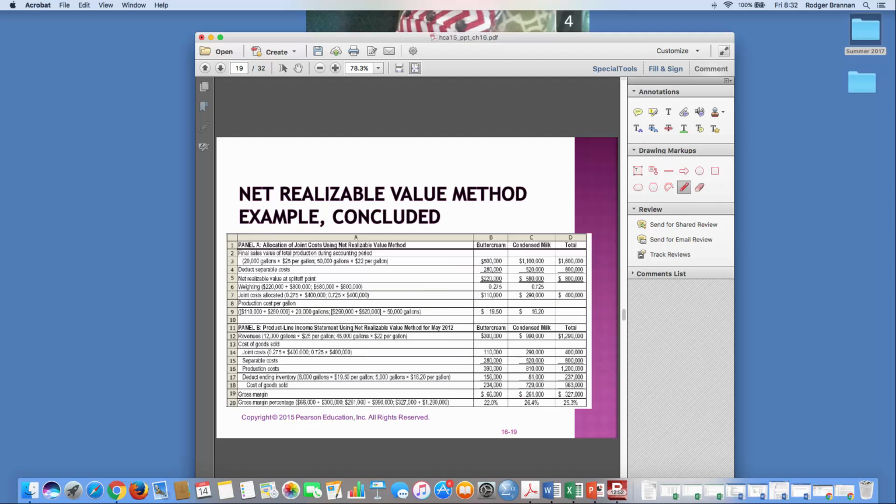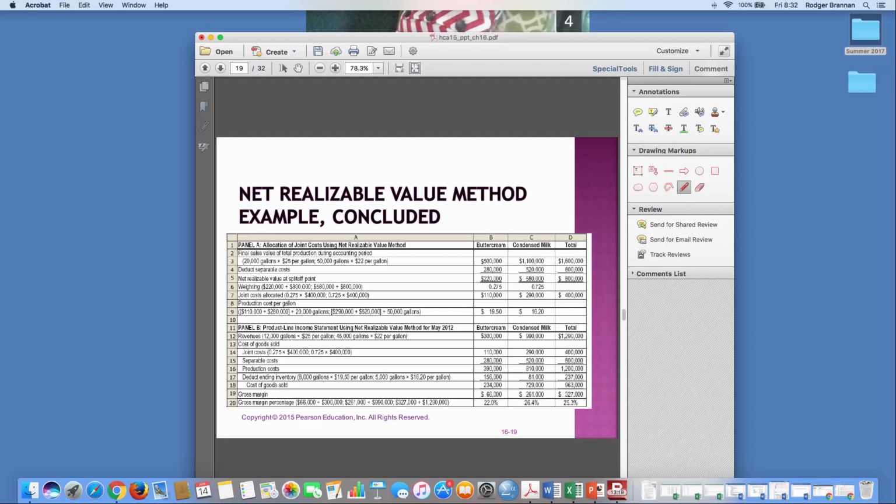All right, now net realizable value. Well, the first thing is to say, look, okay, how much are we going to make if we take the total production of condensed milk and buttercream? Okay, how much will we make? Well, you know, you're going to have 20,000 gallons of buttercream at $25 per gallon, 50,000 gallons of condensed milk at $22. So you have the 1.6 million.